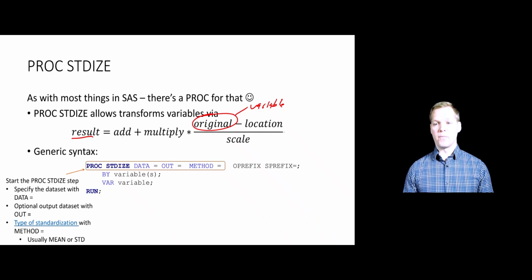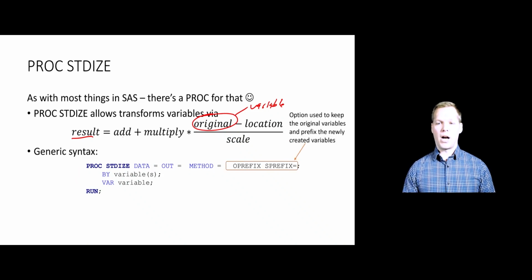There are some other really useful options that you would put on your PROC STANDARDIZE statement. And those are OPREFIX and SPREFIX. What these do is they allow you to keep the original variable in your data set if you want to, by just telling SAS how you want to specify the prefix on the new variable you're creating. Otherwise, it's just going to overwrite the previous variable, which generally you don't want to do.